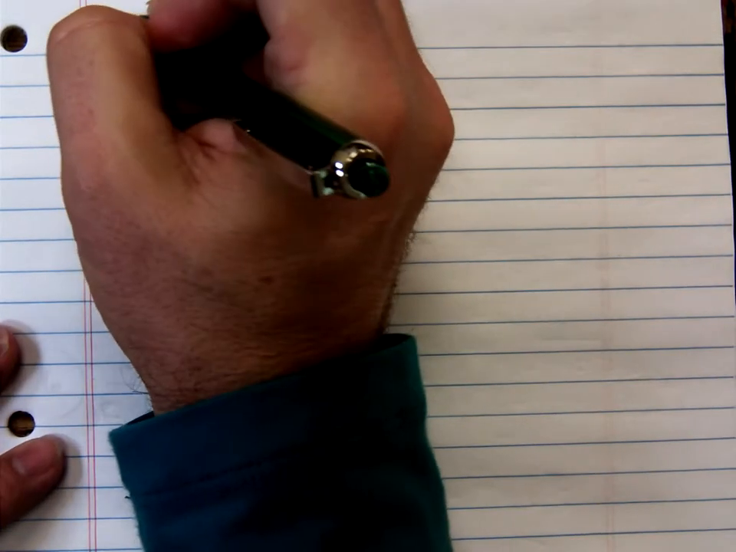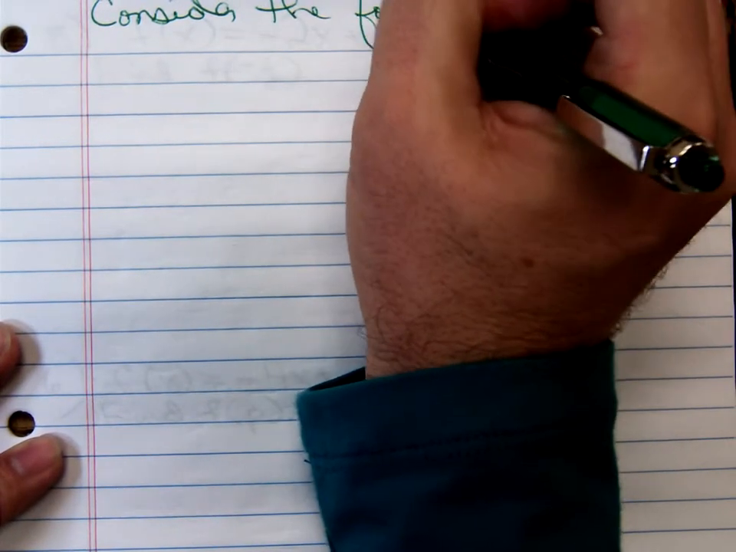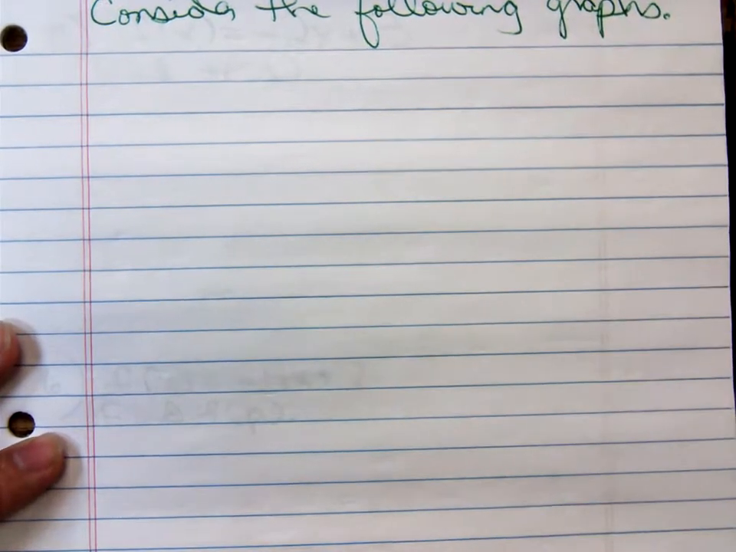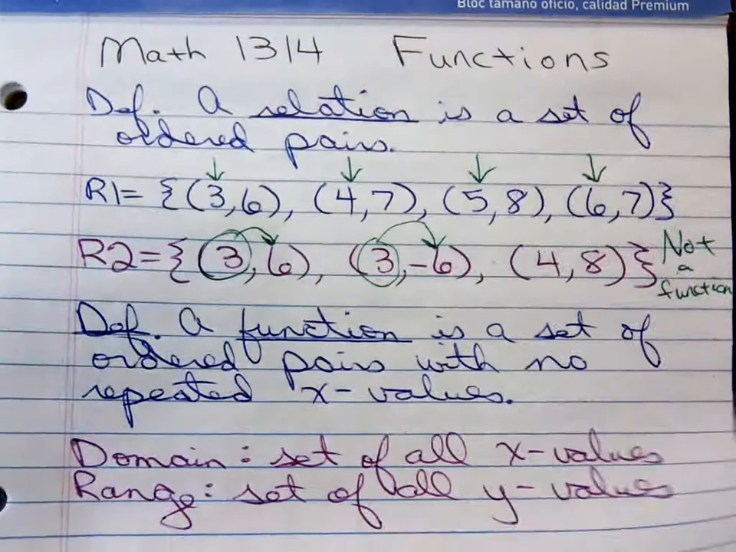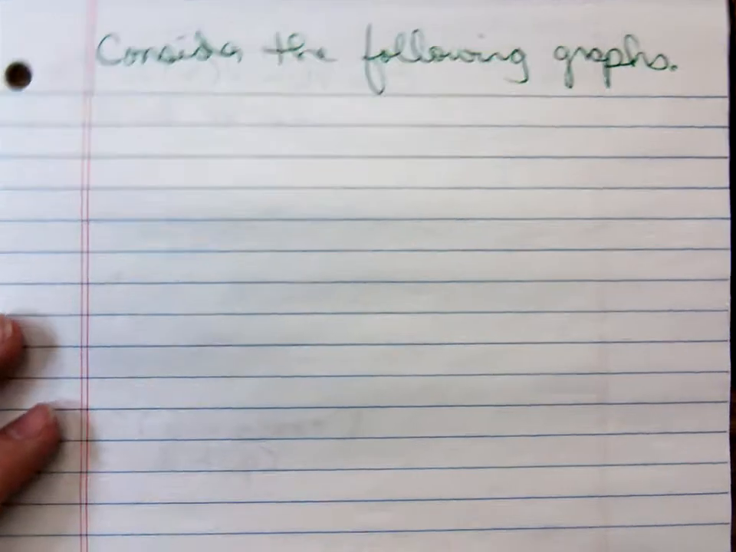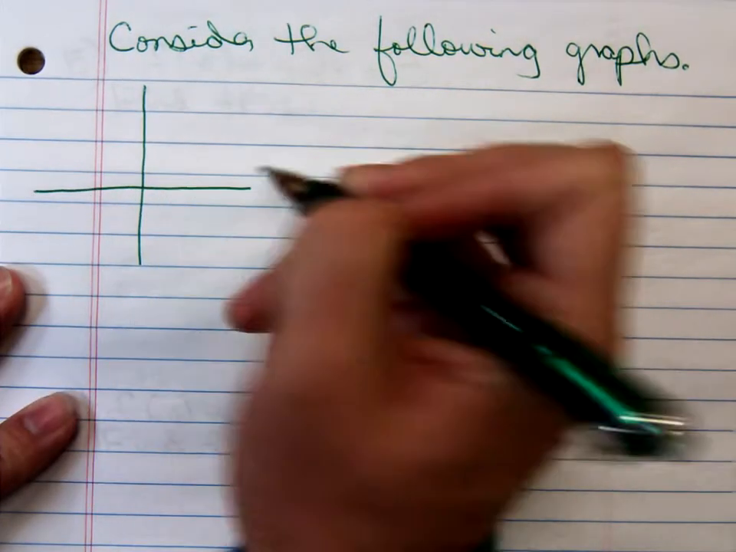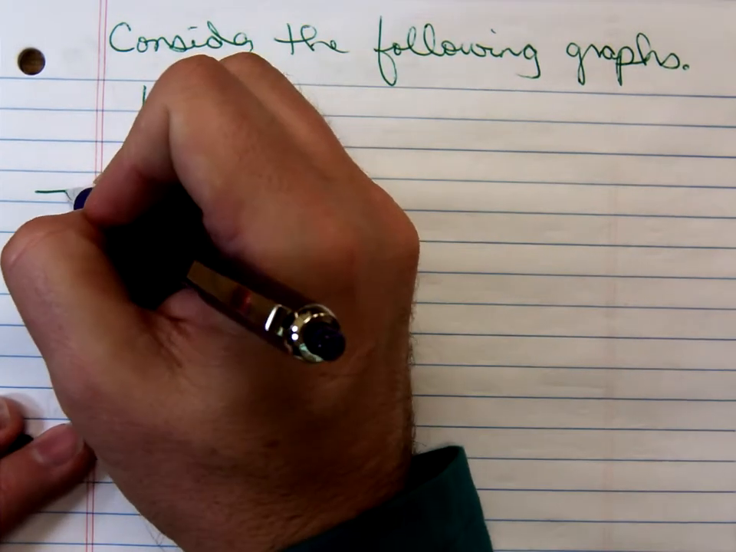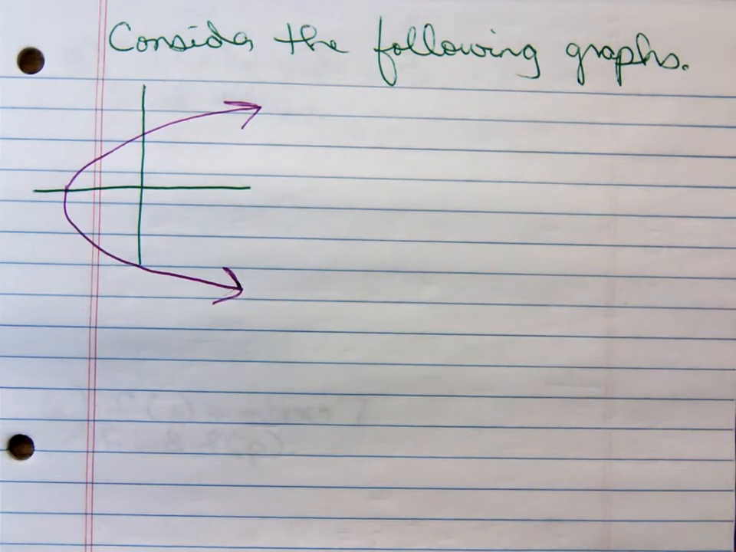I want to consider the following graphs. I have two graphs I want us to look at. I think I'll just tear the paper off there. Here's the first graph I want to look at. And here's the second graph.